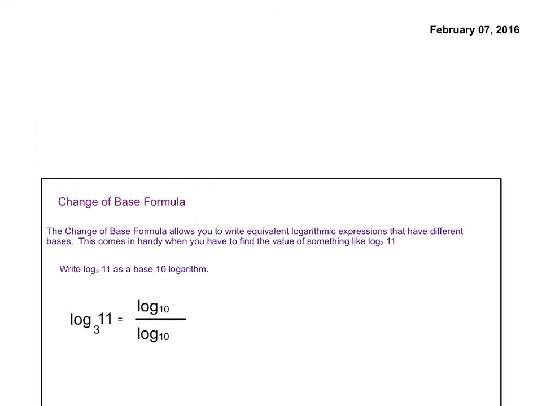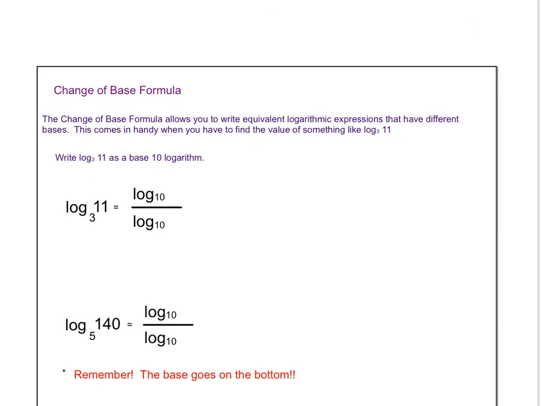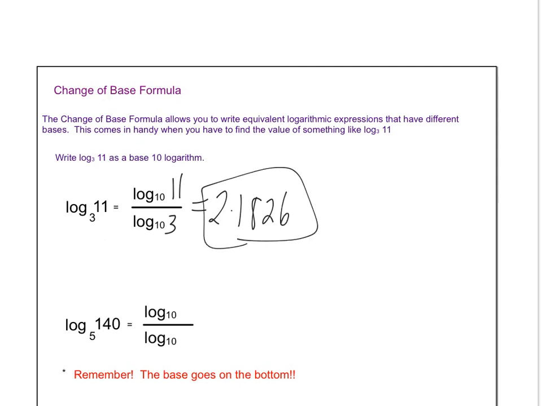The change of base formula is another way for us to write equivalent log expressions that have different bases. So on the previous slide we had exponential equations. Here what we will do is rewrite the log base 3 of 11 as the log base 10 of my numerator, 11, divided by the log base 10 of 3. And we could simply plug that right into the calculator and get a value of 2.1826. Now, on your homework, we ask you to specifically implement this change of base formula.